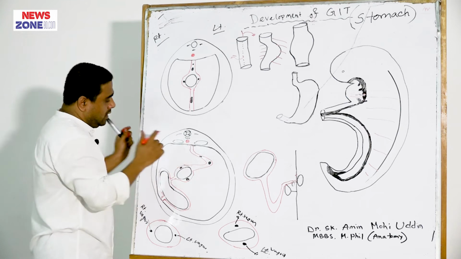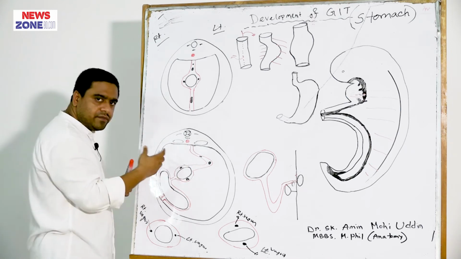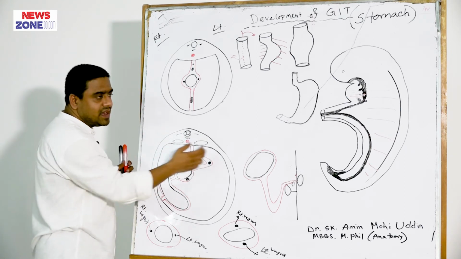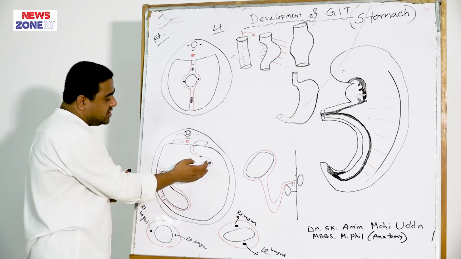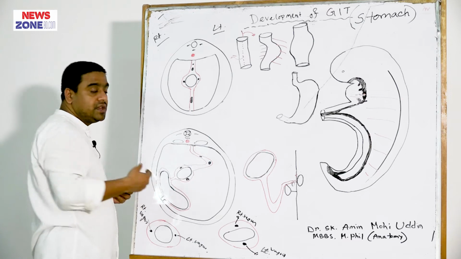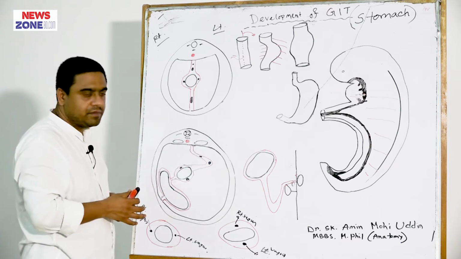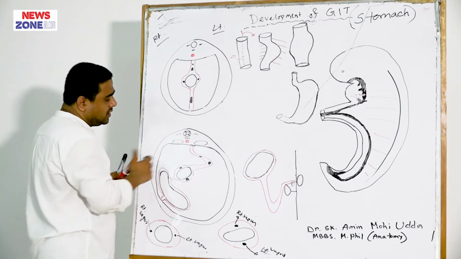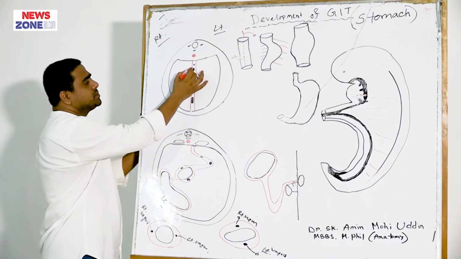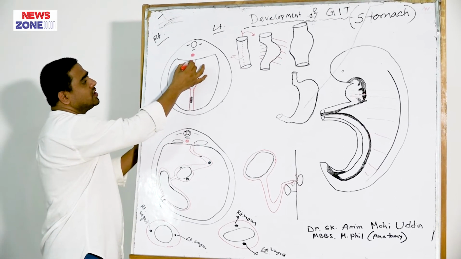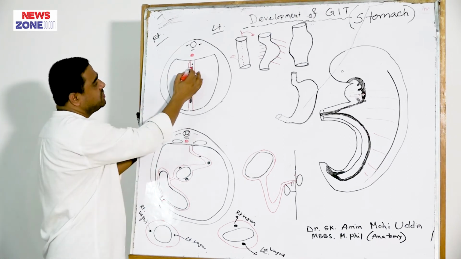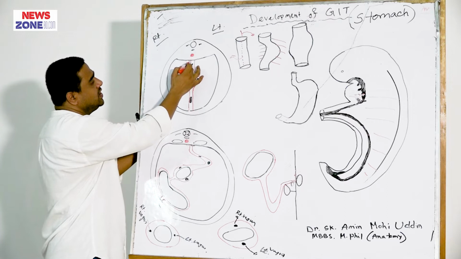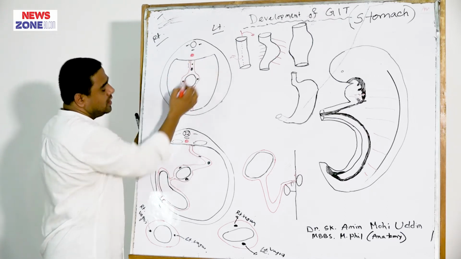This shift of the dorsal mesogastrium towards the left side assumes the position of the spleen. Now, the spleen in adult life is present in the left upper quadrant of the abdominal cavity. And the portion of the dorsal mesogastrium between the spleen and the dorsal midline also swings to the left side.